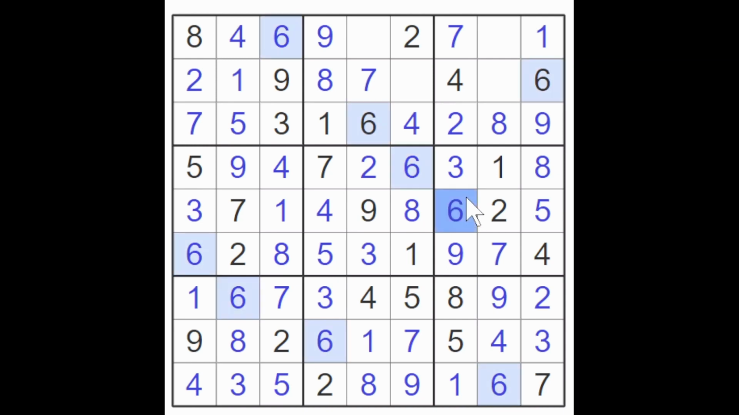Now we are cooking. This last cell up here must be a 5, making this a 5. And this has got to be a 3. And so does this.